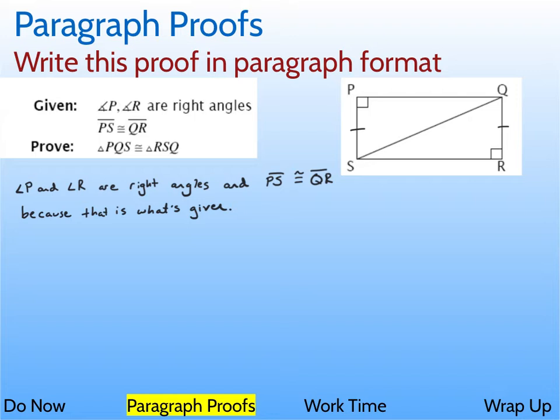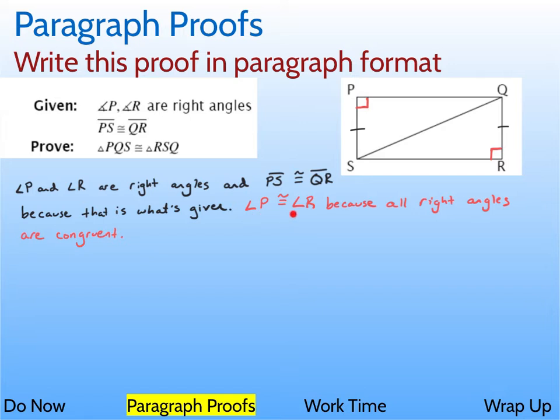All right, the next statement we're going to make, and I'm just going to separate these by color to make it a little easier to pick out. The next statement we're going to make here is we never technically said that angle P and angle R are congruent, but since they're right angles, they have to be congruent. So if that's 90 degrees and that's 90 degrees, then angle P has to be congruent to angle R. So that's going to be my next sentence.